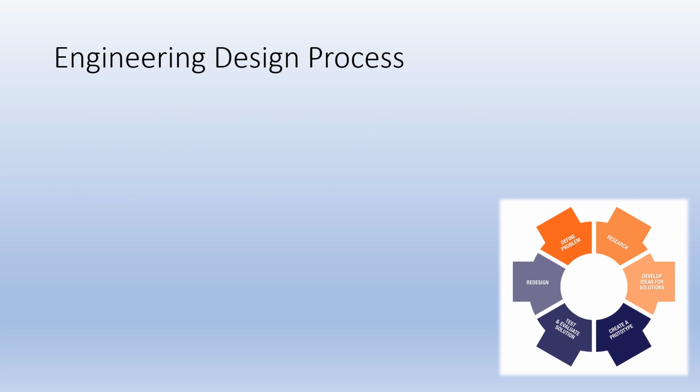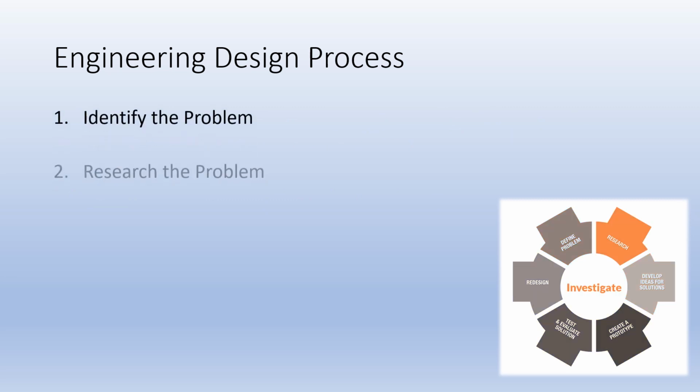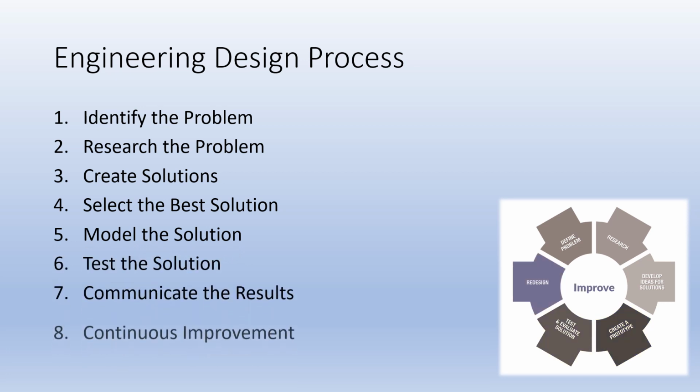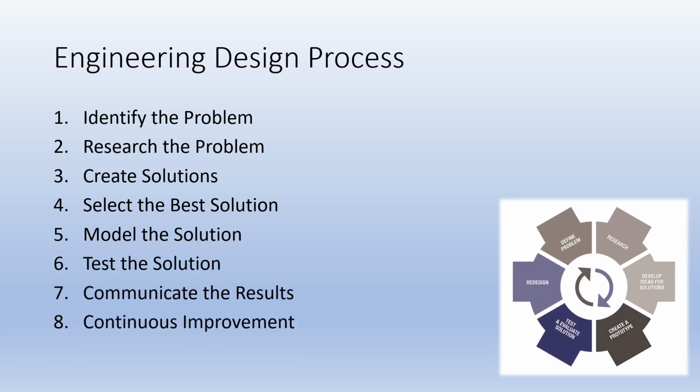All right. So we know that the engineering design process is made up of these 8 steps. So identify the problem, research the problem, create solutions, select the best solution, model solution, test the solution, communicate the results, and then continuous improvement. Now, let's get into the details, okay? A little bit more of the high level points. And again, I would encourage you to make sure that you jot down these notes, okay?